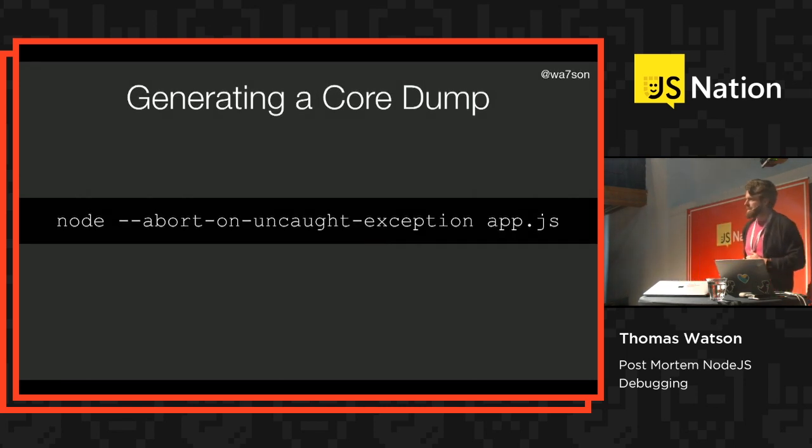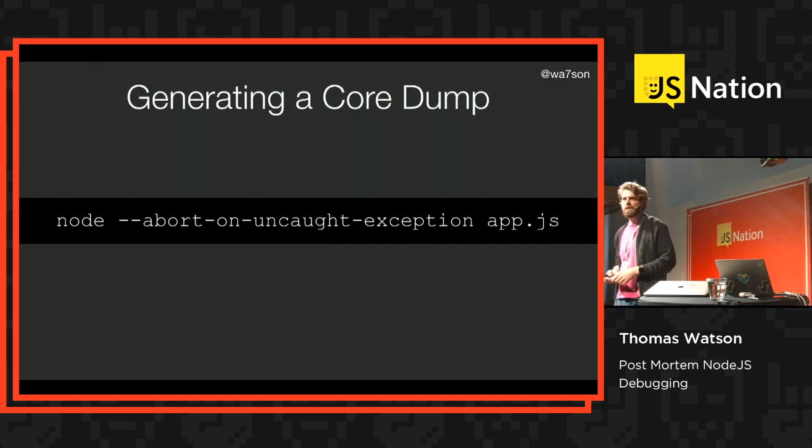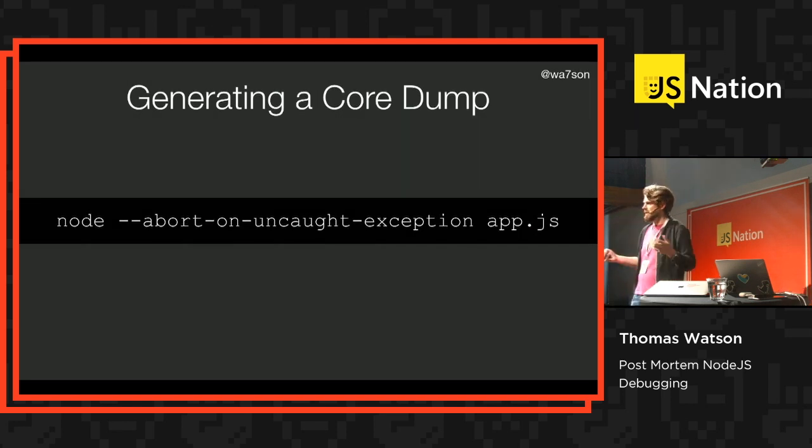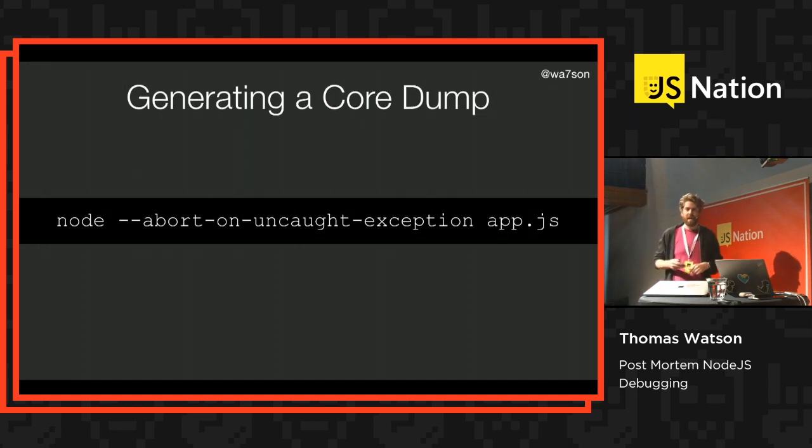Then when you start Node.js, you need to tell it to tell the operating system to generate this file once it crashes, because normally when you have an uncaught exception in Node, it's not actually crashing. It's just exiting with a non-zero exit code. So the operating system thinks everything is fine. So you add this flag, abort on uncaught exceptions, which will make it send this abort signal to the kernel.